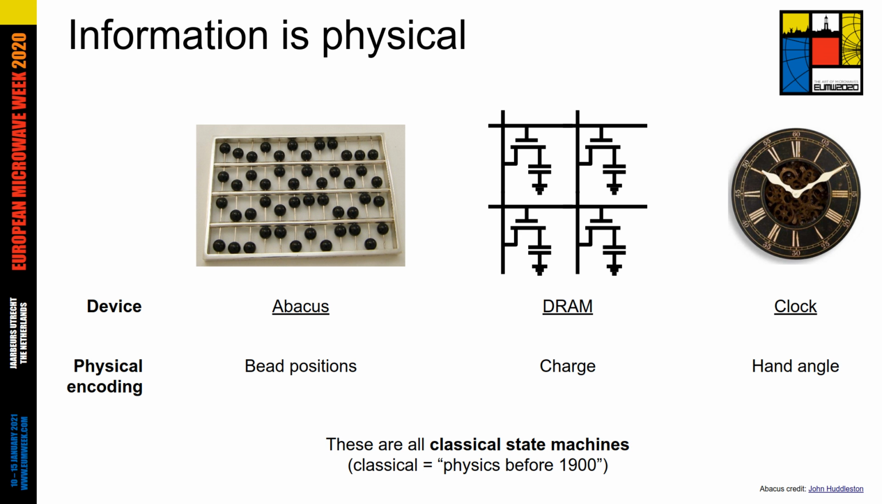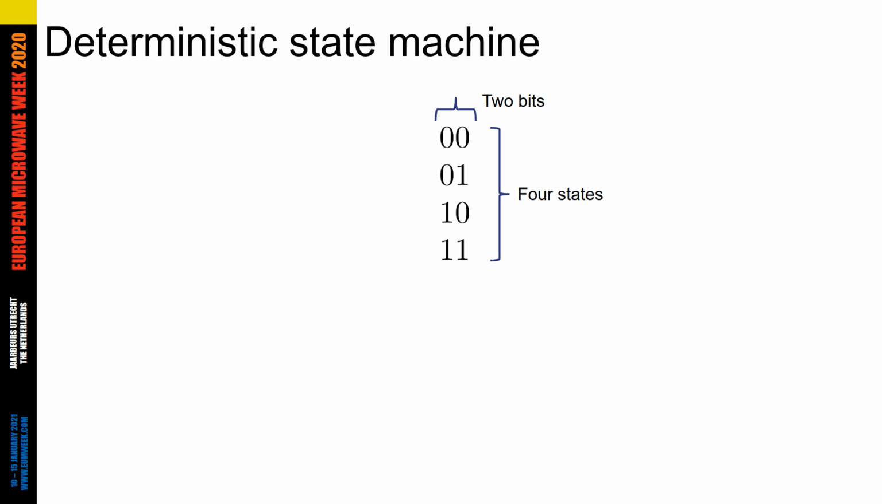But before we get into the details, let's go a little further and understand what even could be the difference between classical information processors and quantum information processors. So first, let's start with a classical state machine, a deterministic classical state machine. Suppose this thing has 2 bits, as shown here. A 2-bit machine has 4 possible states: 0 0, 0 1, 1 0, and 1 1.